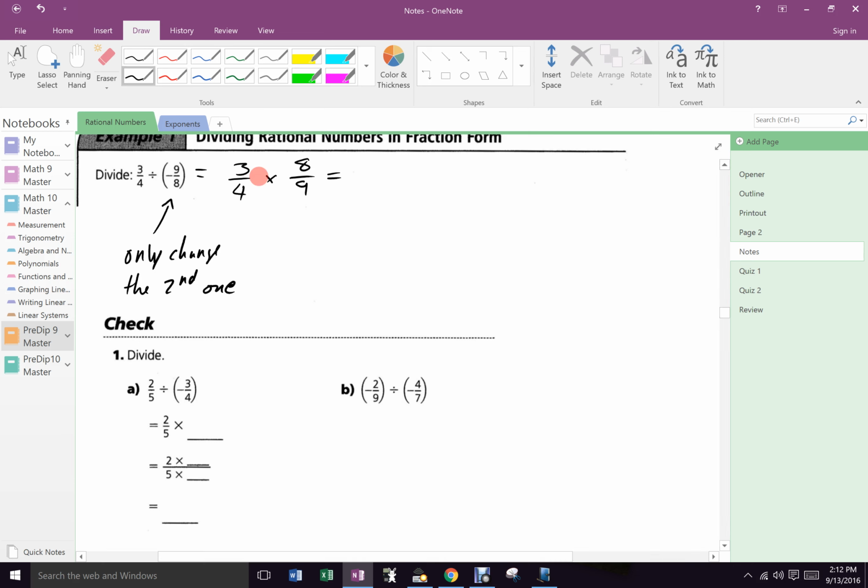That's all right. Is there any canceling here? Yes. 3 and 9 become 1 and 3. 8 and 4 become 2 and 1. And the answer is negative 2/3. One person said negative 2/3. They remembered the negative. Sam, it does not change when you flip. Still negative, buddy.